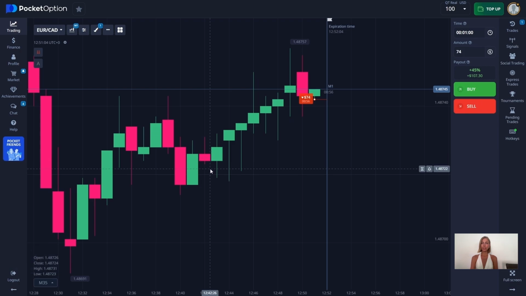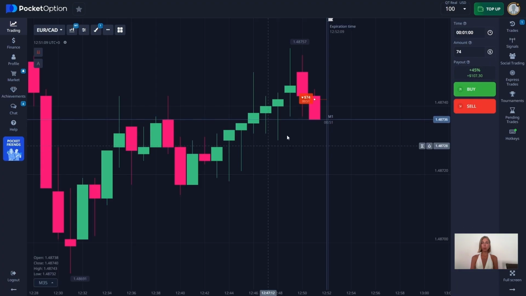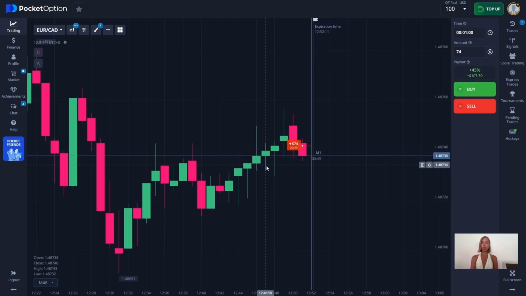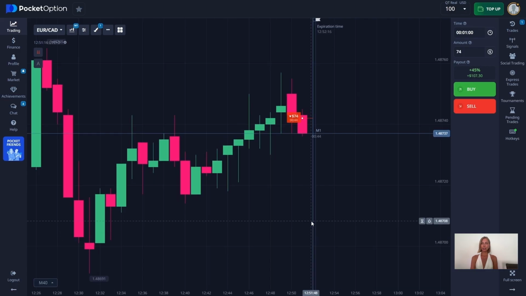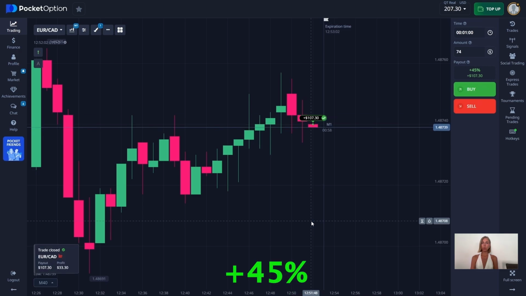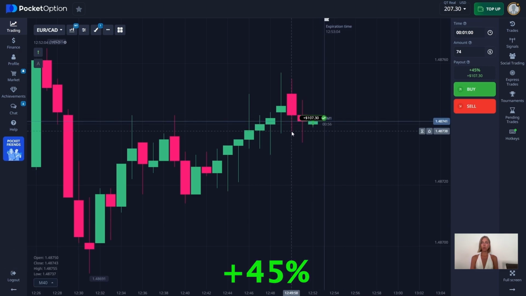And to wrap up, let's go over the entry sequence one more time. First, you need to spot the price approaching a support or resistance level or breaking through it. Second, start looking for confirmation signals. Once you find confirmations on both time frames, you can confidently enter a trade. We had a small downward movement, but I was able to take profit.